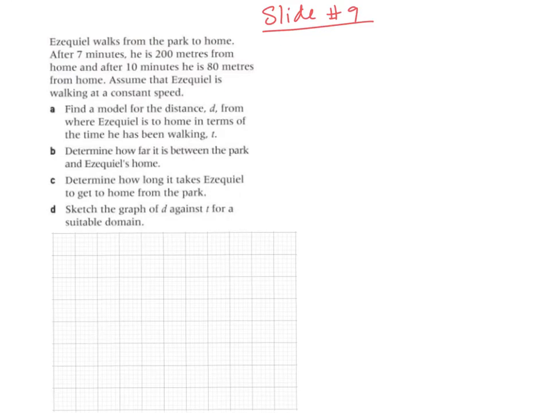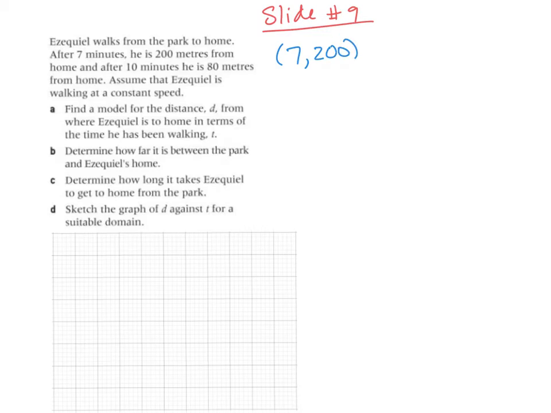Okay, moving on to slide number 9. It says Ezekiel walks from the park to home. After 7 minutes, he's 200 meters from home. So I'm going to write down the ordered pair, 7, 200.